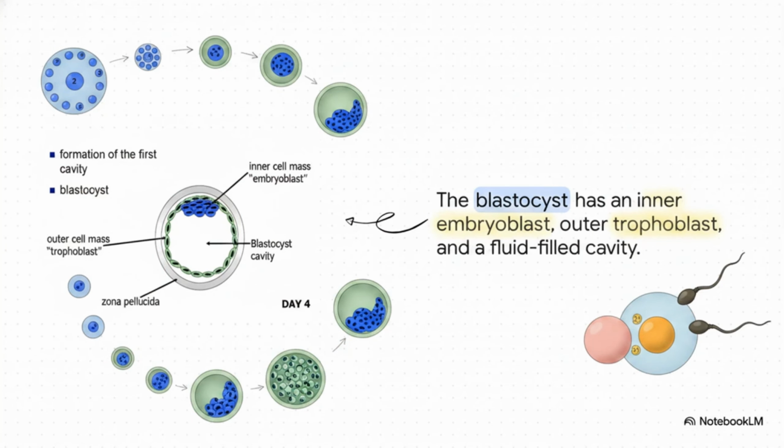This diagram really lays it all out. You can see the key parts of the blastocyst here. The inner cell mass, which we now call the embryoblast, is kind of pushed off to one side. The outer cell mass forms the wall. That's the trophoblast. And then you have that big, fluid-filled blastocyst cavity. The whole thing, you'll notice, is still inside the zona pellucida.